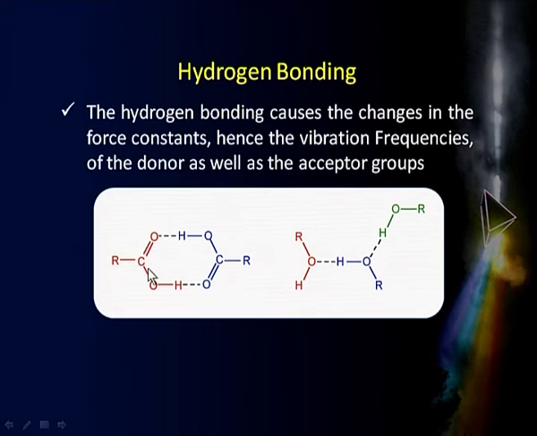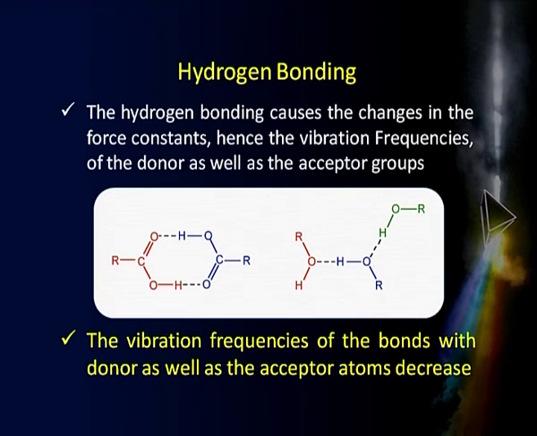Since it gets slightly weakened, the force constant reduces. As a consequence, the vibrational frequency also decreases. And similarly, this bond also gets slightly elongated, because when the hydrogen atom interacts with it, the bond gets elongated. As a consequence, that force constant decreases, and because of this hydrogen bonding, the vibration frequencies of the bonds with the donor as well as the acceptor atoms decrease.